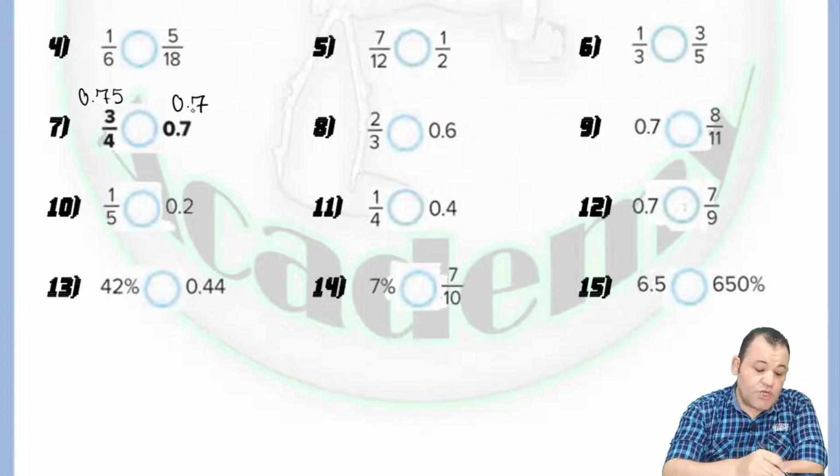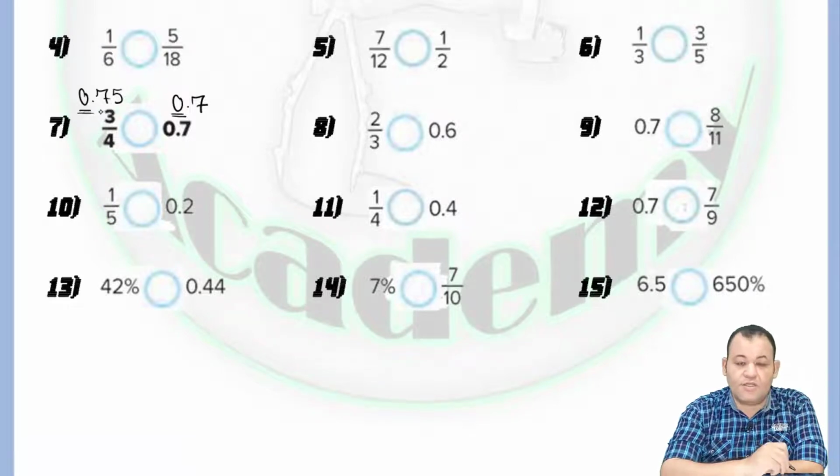At the first, I will look at the whole number. We have 0 and 0. Both of them are the same. Now look at the decimal. For the first, we have 2 digits at the right of the decimal. But for the second, we have only 1 digit. We can't compare. They must have the same number of digits. So I will put 0 here, so it will be 0.75 and 0.70. You will find that 0.75 is greater than 0.7.